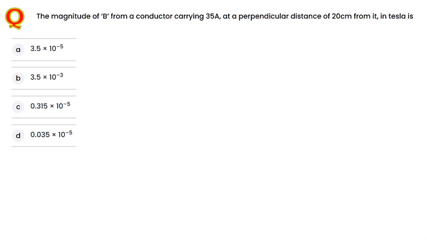See this one, we have already seen in a current carrying conductor, in the previous problem, that B is equal to mu naught I divided by 2 pi R. In this case, the mu naught value you already know, 4 pi into 10 power minus 7, and the current they have given here is 35 ampere, divided by 2 pi into the radius they have given here, 20 centimeter, that is 20 into 10 power minus 2 meter.